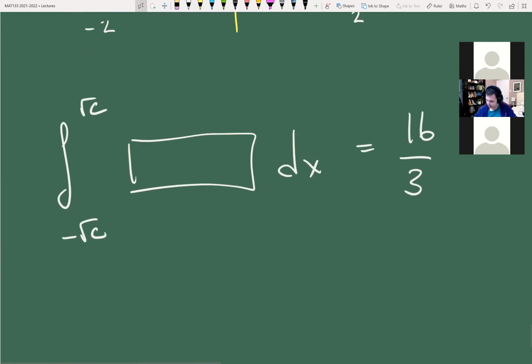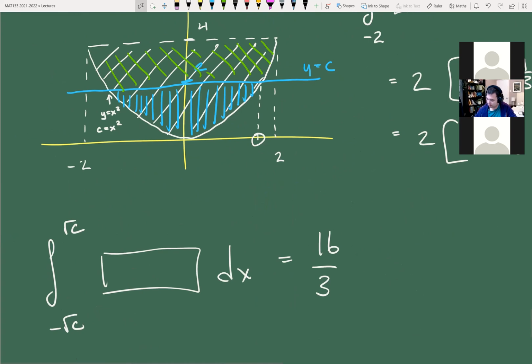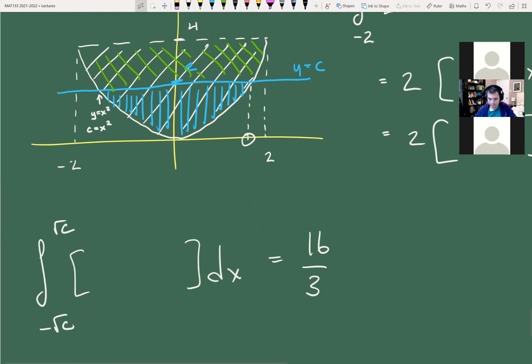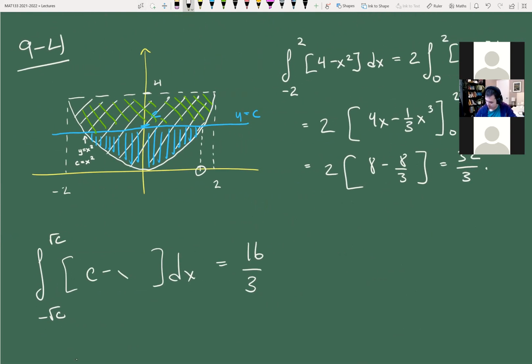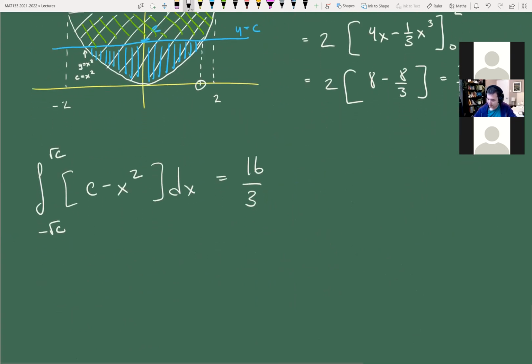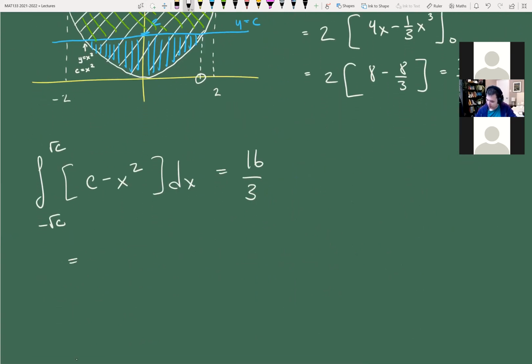Okay, sweet. All right, and what's the function? So what function am I integrating? Perfect, c minus x squared. Okay, so this has to be equal to 16/3. And if we do this, what are we going to get?